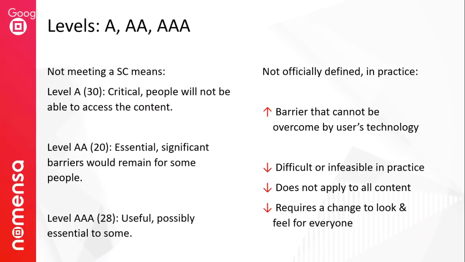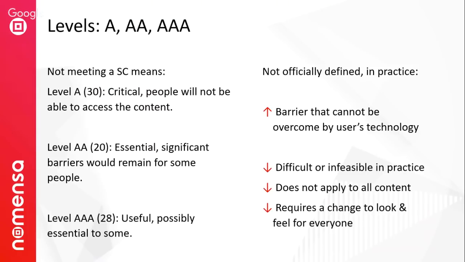There's no officially defined rule for what is in which category. But level A is generally considered to be critical. Some people will not be able to access the content if that does not pass. AA tends to be also essential, but there may be workarounds. So, for example, if you didn't have headings in a page, you could still get through the content. It's just harder to navigate.